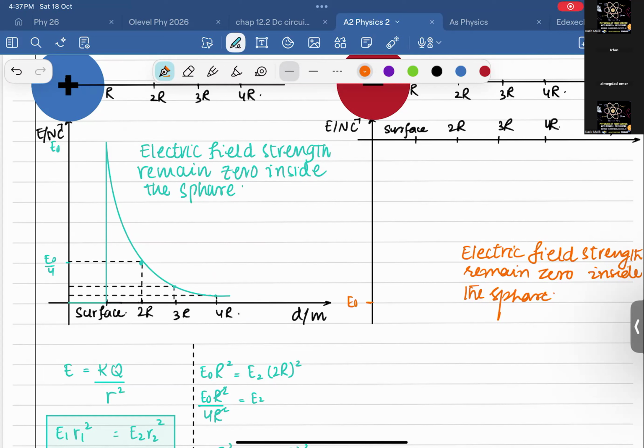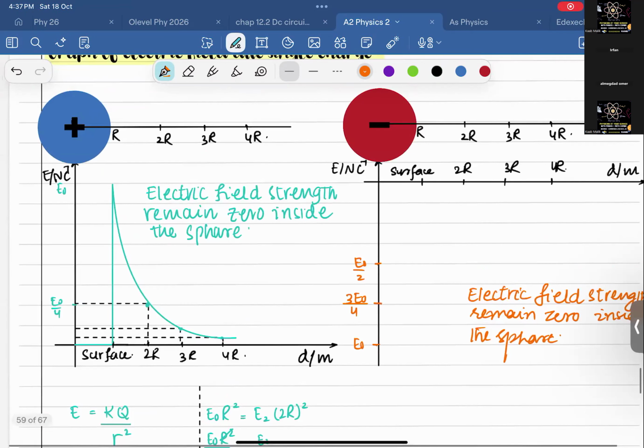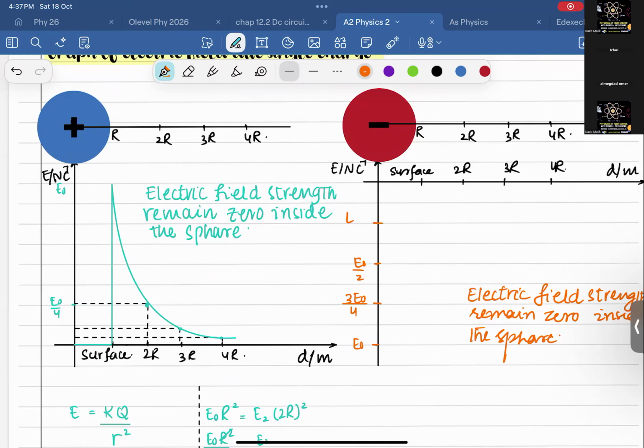So this value is E naught, right? Let's say E naught can be 1 or anything. It depends upon the chart, and you can work it out. E naught by 2 would be half of the boxes, 1, 2, 3, 4, right? So this is E naught by 2 or 0.5 E naught. Then there should be 3 E naught by 4, 0.75 E naught. And then there should be E naught by 4, which is 0.25 of E naught. And before that, the value would be decreasing till 0, right?